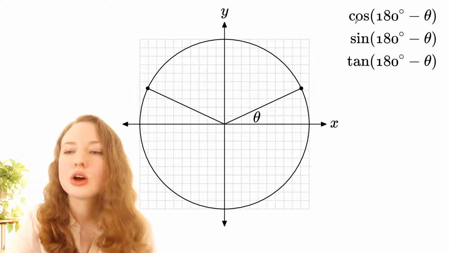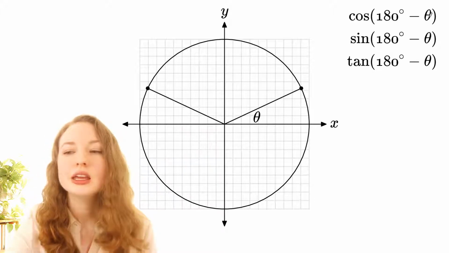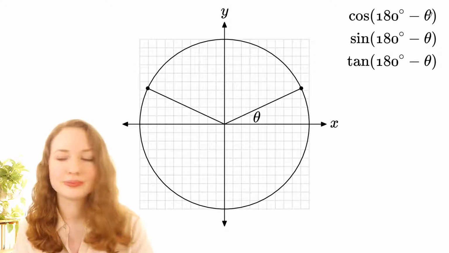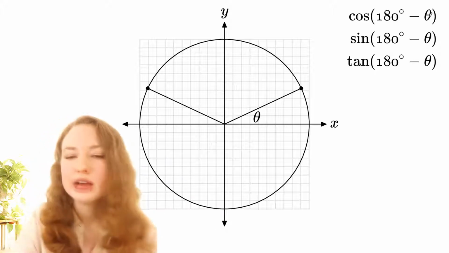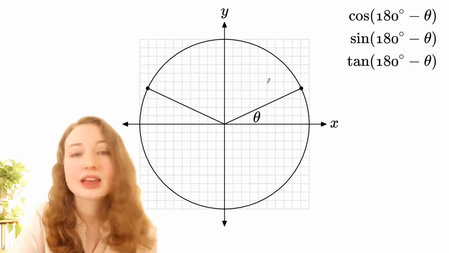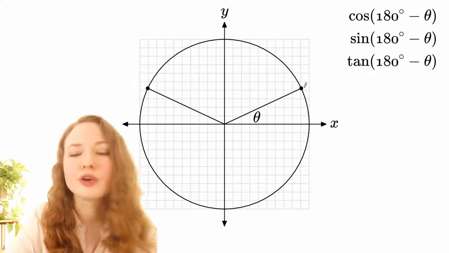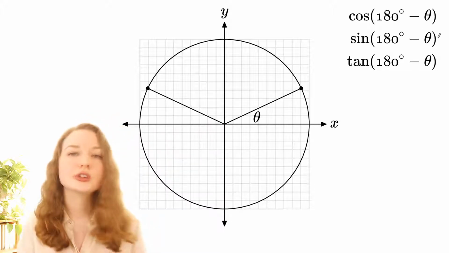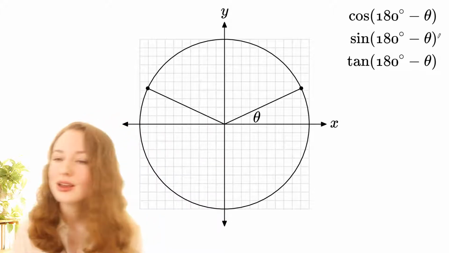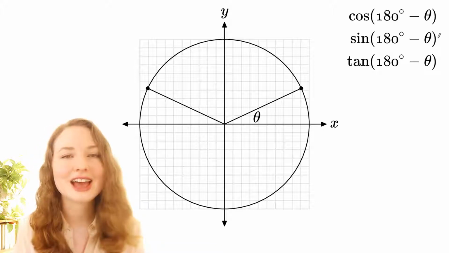So we can say that cos(180 - θ) equals negative cos θ. For the sine, that's the y-coordinate, and you can see that the y-coordinates are the same, like they're both around 0.4. So we can say that sin(180 - θ) is just equal to sin θ. Okay, now moving on to the tan.